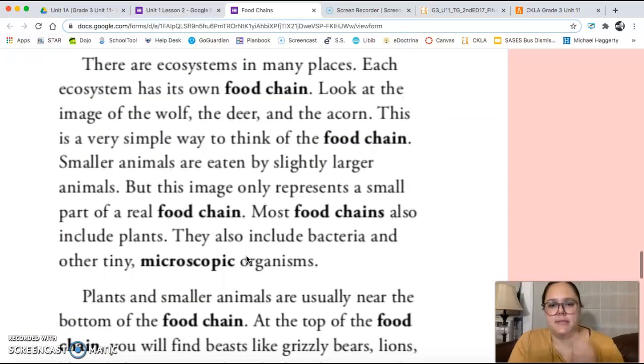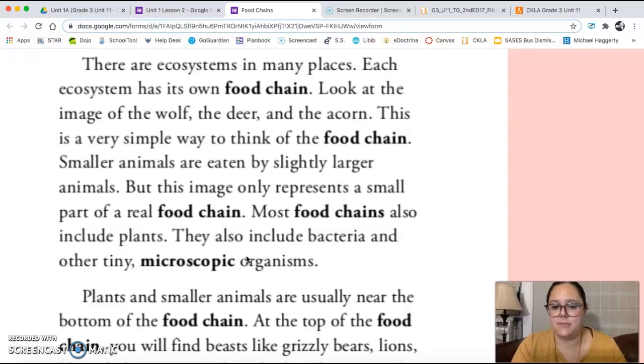There are ecosystems in many places. Each ecosystem has its own food chain. Look at the image of the wolf, the deer, and the acorn. This is a very simple way to think of the food chain. Smaller animals are eaten by slightly larger animals, but this image only represents a small part of a real food chain. Most food chains also include plants. They also include bacteria and other tiny microscopic organisms.